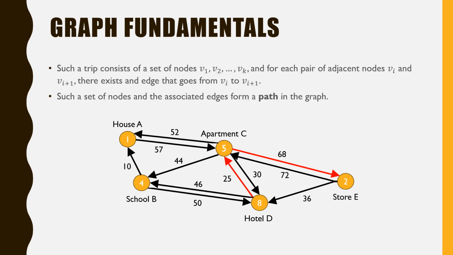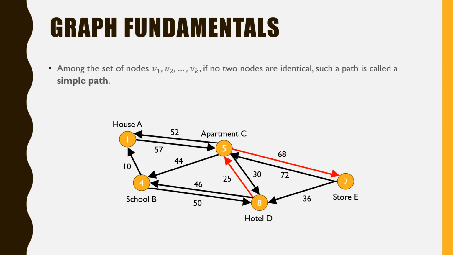Formally, a trip can be defined as an ordered list of nodes V1, V2, all the way through Vk. For each pair of adjacent nodes, Vi and Vi+1 in the list, there is an edge that goes from Vi to Vi+1. This sequence of nodes and edges forms a path in the graph. For example, the path shown in the graph consists of nodes Hotel D, Apartment C, Store E, and the two red edges connecting them.